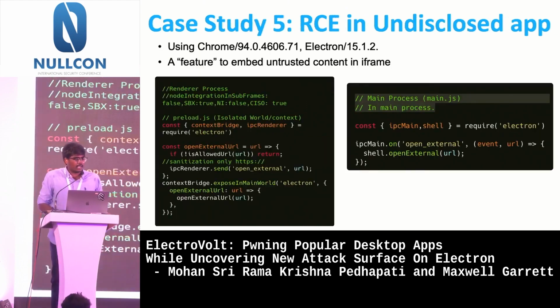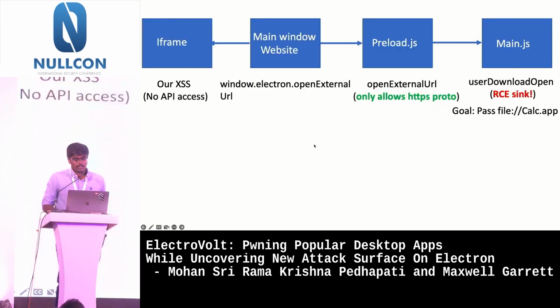So this is an RCE in an undisclosed app. They didn't allow us to disclose, and they paid a hefty bounty to not disclose this bug to the public. In the main process, we have an open external IPC event listener, which is sending the URL to Electron's dangerous shell open external. So this is the exploit scenario.